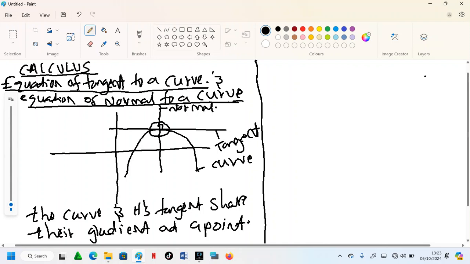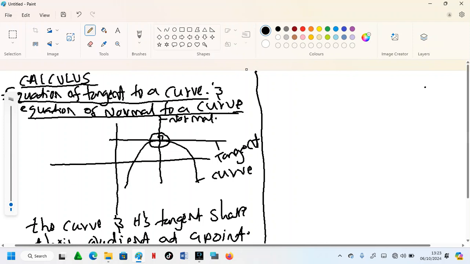Now, if you're not familiar with how to differentiate, you're going to have to go back to the previous video where I was teaching people how to differentiate or how to get the derivative of a function, because we are going to need that now. Let us have our first example.